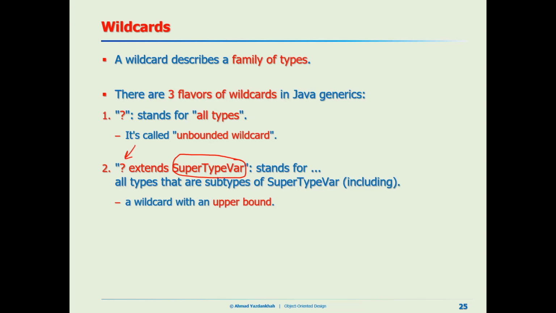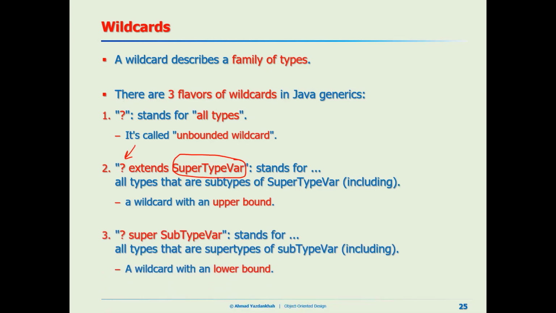And also we have the third one, which is question mark super, a subtype here. So this is actually the opposite of this one. What does it mean? Here we said something extends a supertype. Now we are saying that something is a super of this one. So here we have the superclass, here we have the subclass. Okay, let's see now how it works.